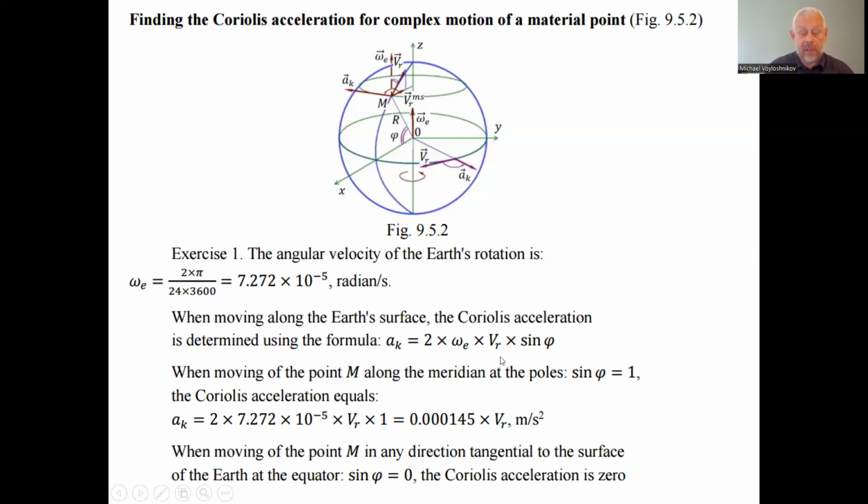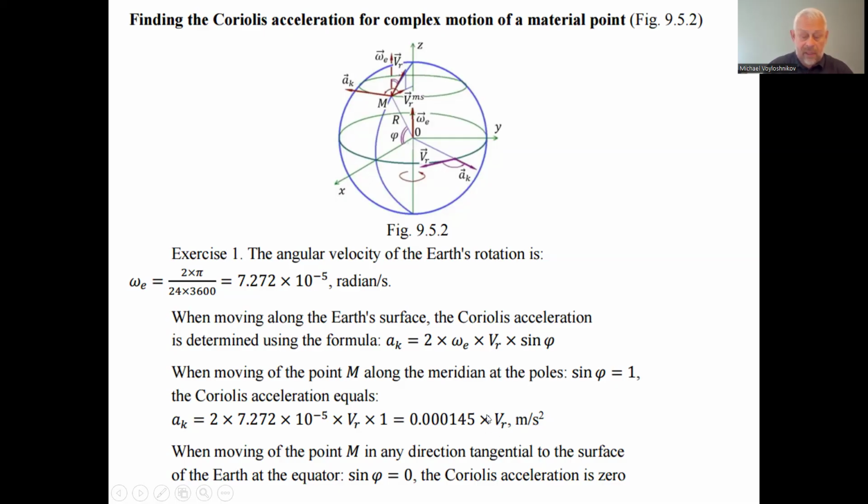So when moving a point along the meridian at the poles, sine phi is equal to 1. If phi is equal to 90 degrees, or pi divided by 2, on the poles, the sine is equal to 1. The Coriolis acceleration equals, we substitute 1 instead of the sine, the angular velocity, and the relative velocity of the material point, which can be specified. This is the dependence. For any magnitudes, anybody can substitute here the magnitude of the velocity.